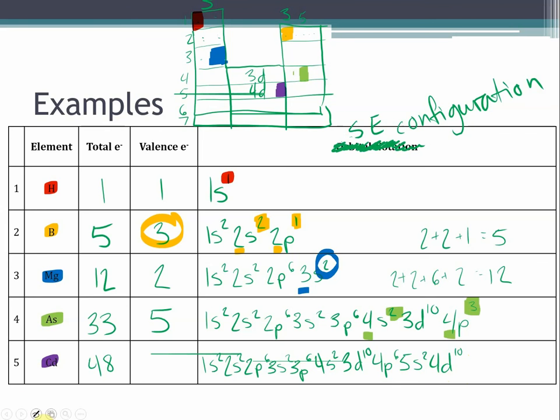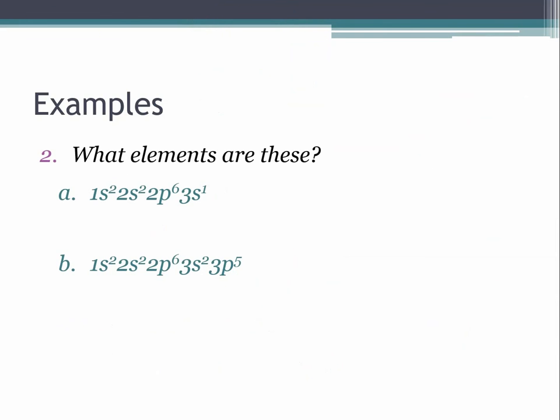Let's go ahead and highlight our valence electrons. Our highest energy level here is 5, so these 2 electrons right here are the valence electrons. There are 2 of them. All the same information that we had from our orbital notation, and it's just a little more condensed. It's the only difference.